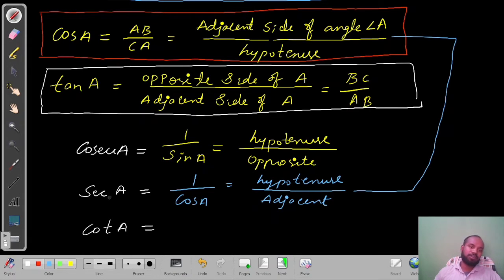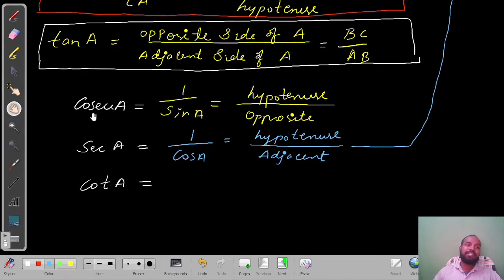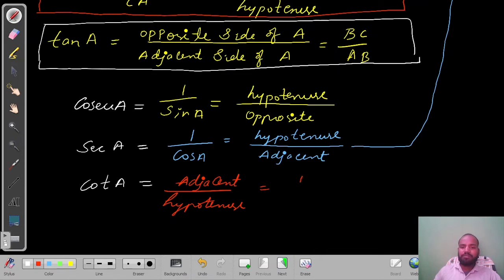Cosec. Next, last one, cot. So what is cot? Your cot is nothing but the multiplicative inverse of tan A. So I can write your cot as adjacent by opposite, that is nothing but 1 by tan A. It is very easy. 1 by tan A. They are reciprocal, multiplicative inverse. Okay? So these all are multiplicative inverse.